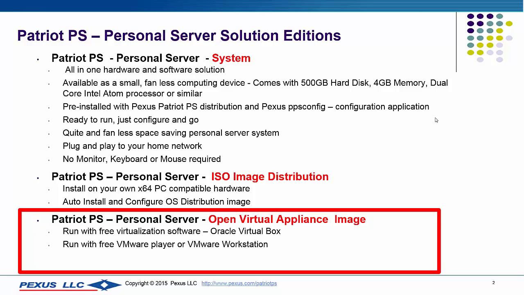It's called the Virtual Appliance Edition. Patriot PS Personal Server Virtual Appliance Image Edition is suitable for users who would want to run personal server application on their existing operating system and are not just yet ready to buy another system. Now, you do need to remember that running a personal server also means that you are running it 24/7. Buying a dedicated, fanless, small footprint Patriot PS personal system has its own advantages because it uses very low power and it has much higher performance than you could possibly get from a virtualization technology.